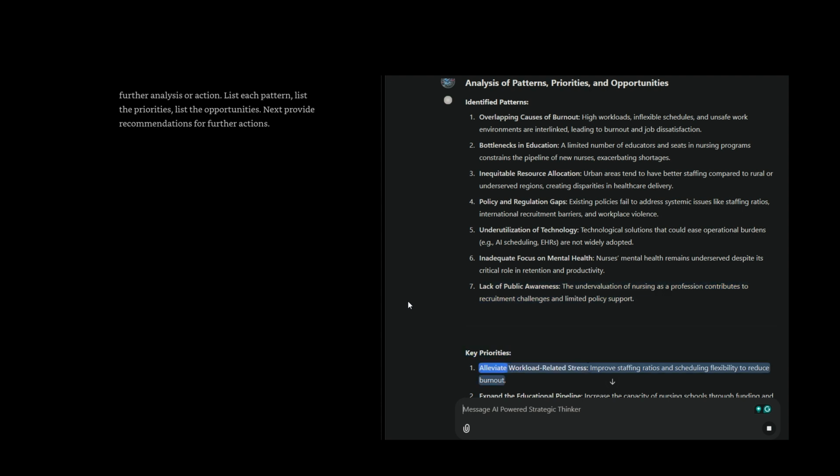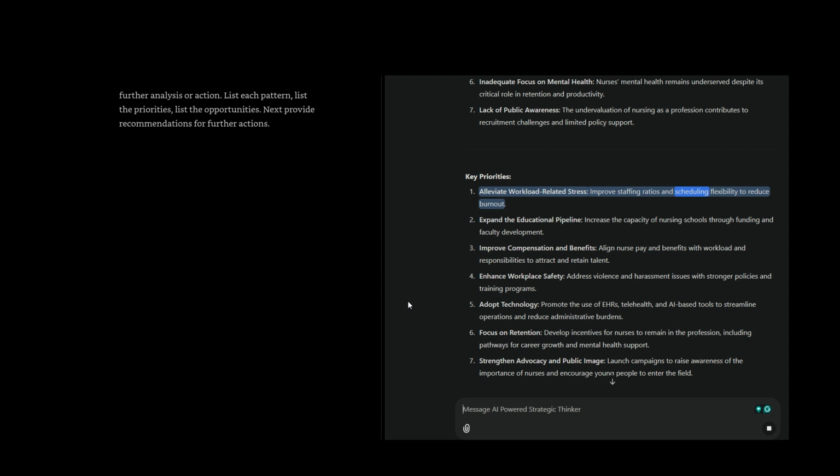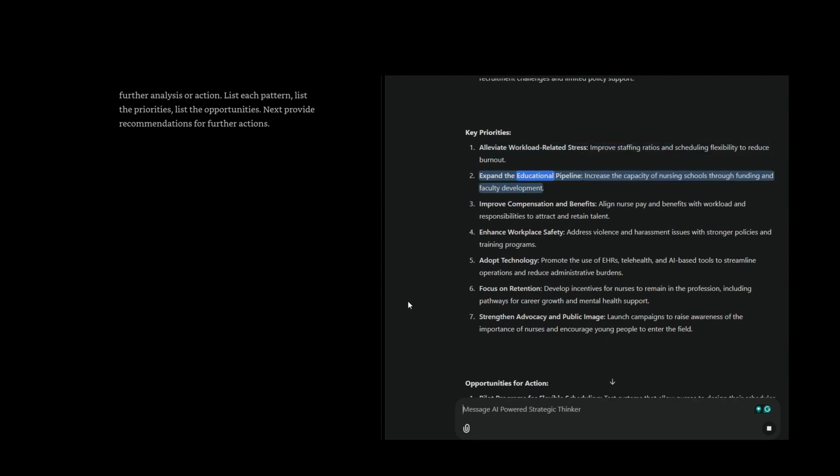Key priorities. Alleviate workload-related stress: improve staffing ratios and scheduling flexibility to reduce burnout. Expand the educational pipeline: increase the capacity of nursing schools through funding and faculty development. Improve compensation and benefits: align nurse pay and benefits with workload and responsibilities to attract and retain talent. Enhance workplace safety: address violence and harassment issues with stronger policies and training programs.